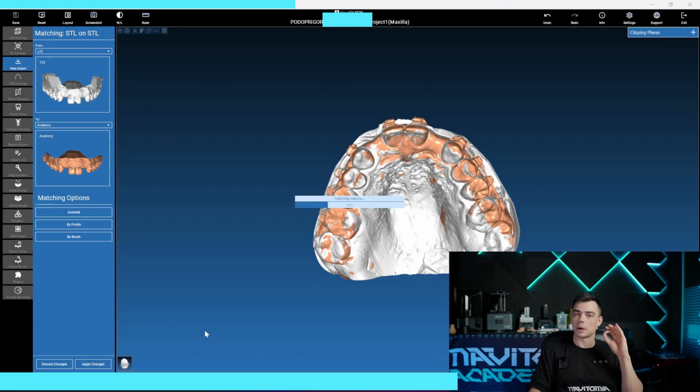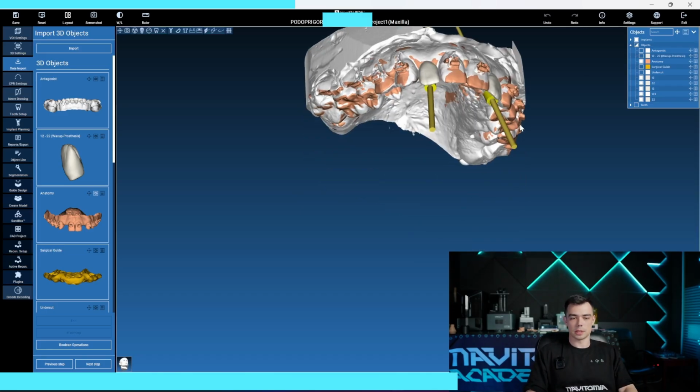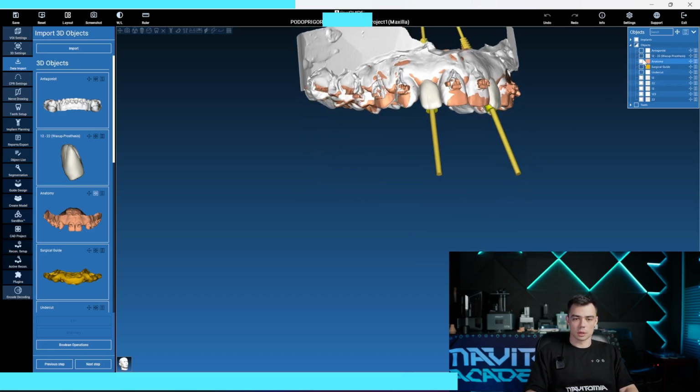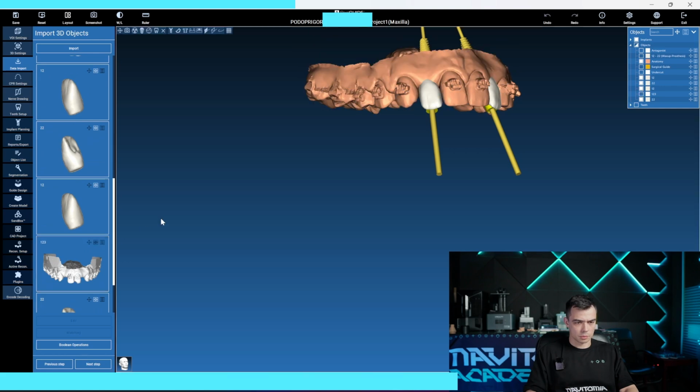intraoral scan. But intraoral scan can also be spoiled by not knowing some tips and features, because let me just show you. I will turn this model off.